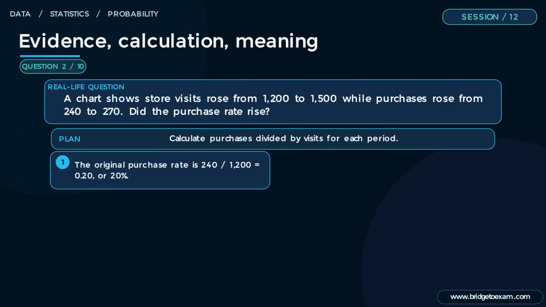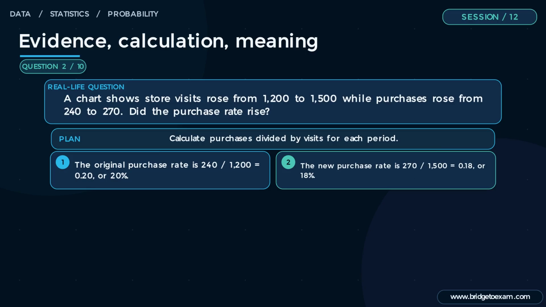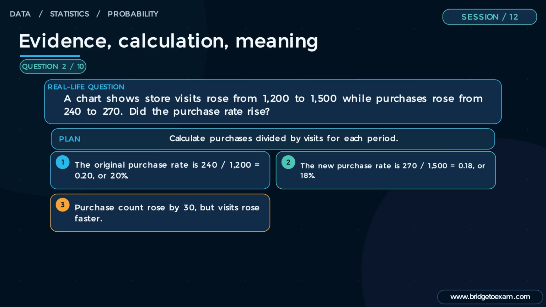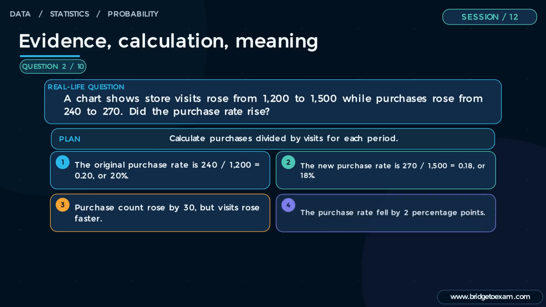Step 1. The original purchase rate is 240 divided by 1,200 equals 0.20 or 20%. Step 2. The new purchase rate is 270 divided by 1,500 equals 0.18 or 18%. Step 3. Purchase count rose by 30, but visits rose faster. Step 4. The purchase rate fell by 2 percentage points.